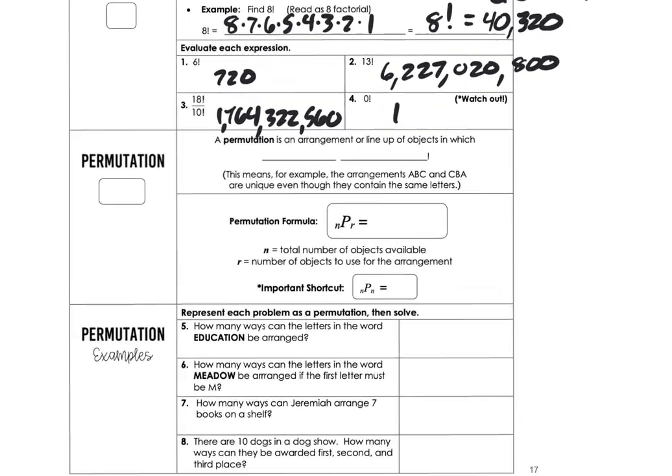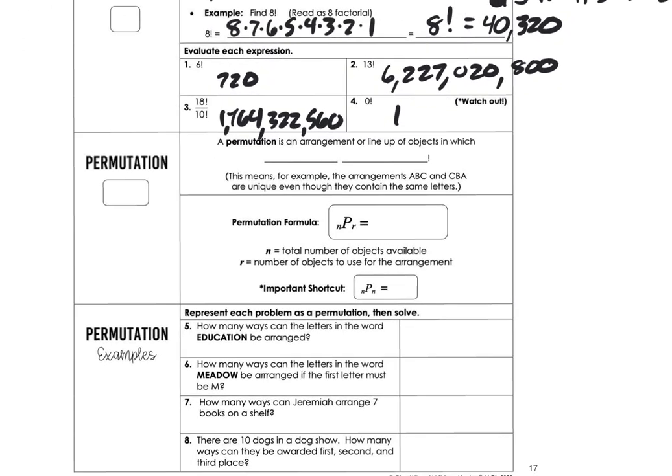Okay. The next one we're going to talk about is what we call a permutation. A permutation, what we have to pay attention to here is order matters. And so when I think of permutation, I think of a place, and I try to use a P word, okay?